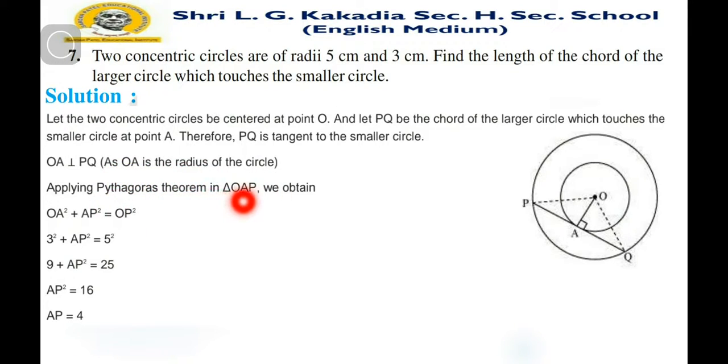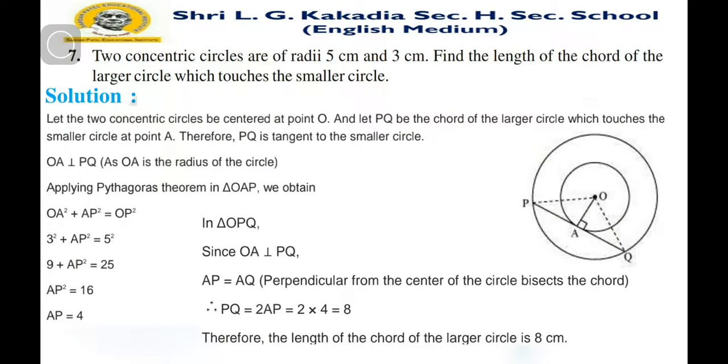Applying the Pythagoras theorem in triangle OAP, we obtain OA square plus AP square is equal to OP square, 3 square plus AP square is equal to 5 square, 9 plus AP square is equal to 25, AP square is 16, then AP is equal to 4. So, in triangle OPQ, since OA is perpendicular to PQ, we can find AP is equal to AQ. So PQ is equal to 2AP, and 2 into 4 is equal to 8 centimeter. Therefore, the length of the chord of the large circle is 8 centimeter.